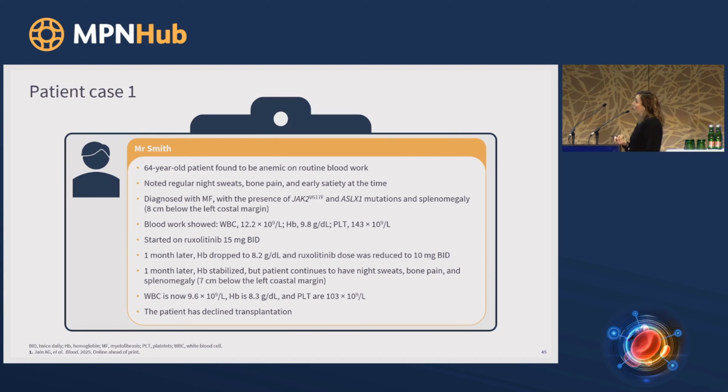However, after 1 month of treatment, hemoglobin level dropped to 8, and the clinician decided to reduce the dose of ruxolitinib to 10 milligrams twice a day. That induced a stabilization of hemoglobin, but the patient reported persistence of symptoms and splenomegaly. The patient at this time refused the proposed transplant, and the last CBC reported anemia around 8 and platelet count around 100,000.